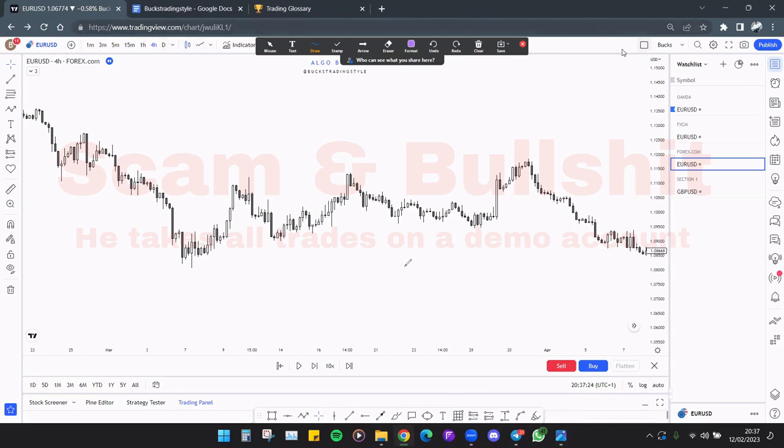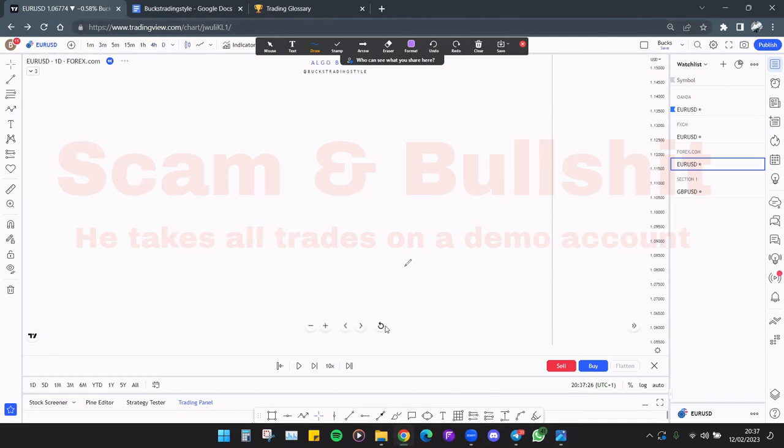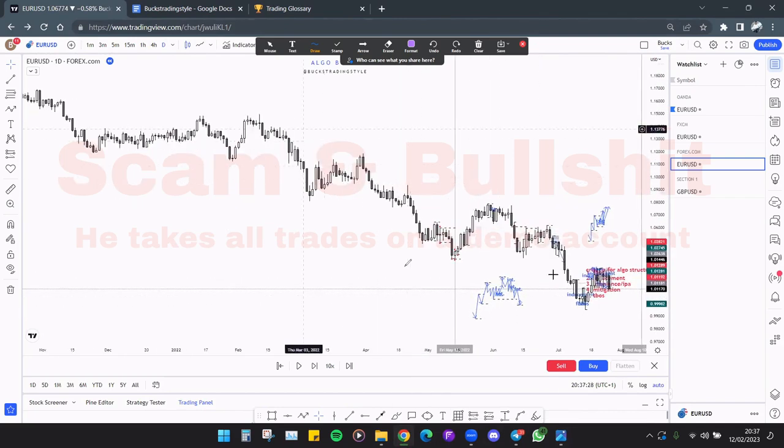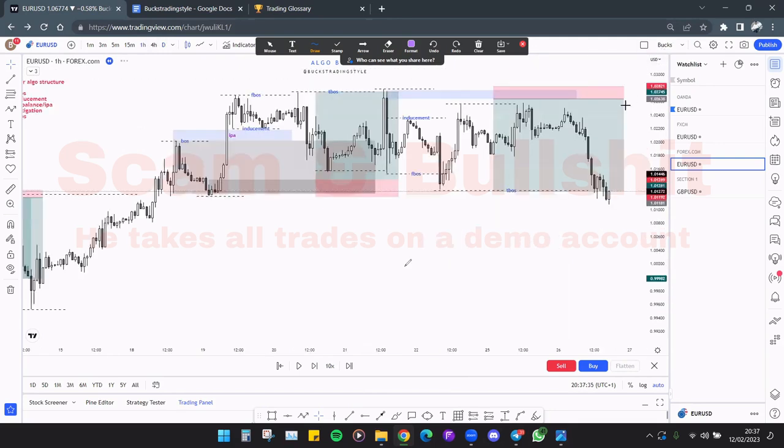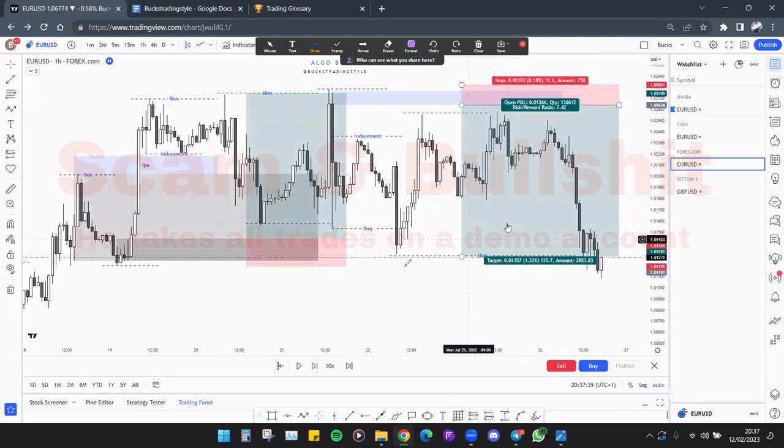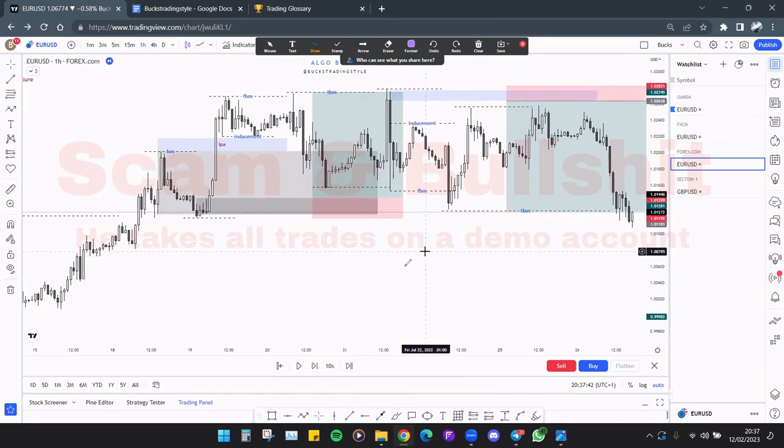You can start from the daily time frame to see the overall bias. But most of the time, if I don't want to stay long on the chart, I just start from the 1 hour time frame and then I just go back down and do what I'm supposed to do.